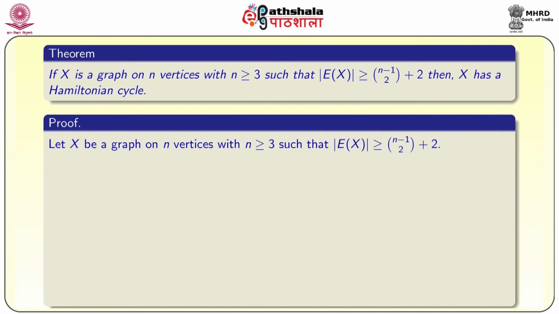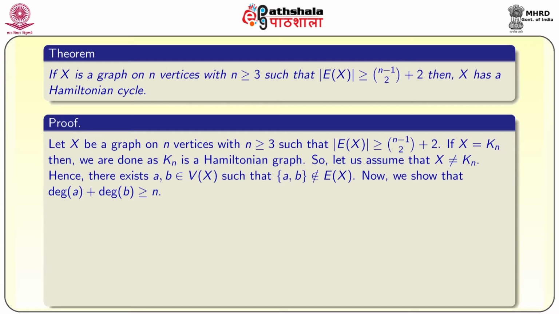Let x be a graph on n vertices with n greater than or equal to 3 such that the cardinality of the number of edges is n minus 1 choose 2 plus 2. If x equals Kn, then we are done as Kn is a Hamiltonian graph. So, let us assume that x is not equal to Kn. Hence there exist a, b belonging to the vertex set of x such that ab is not an edge of x. Now, we will show that degree of a plus degree of b is greater than or equal to n.